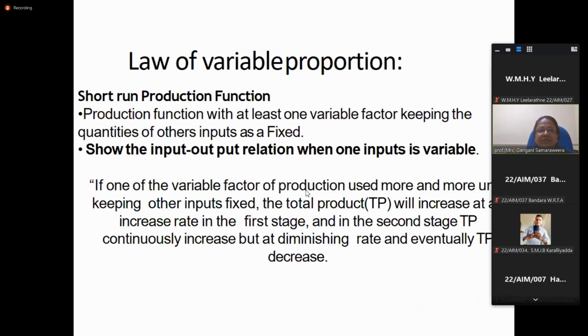Okay. So here, let's say that we are just discussing about law of variable proportion.